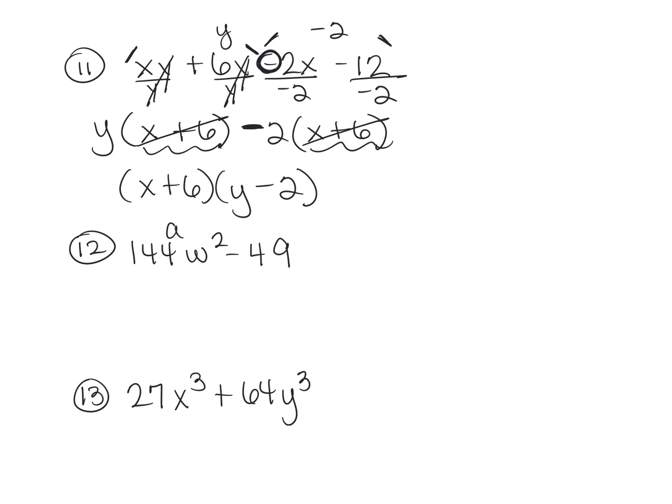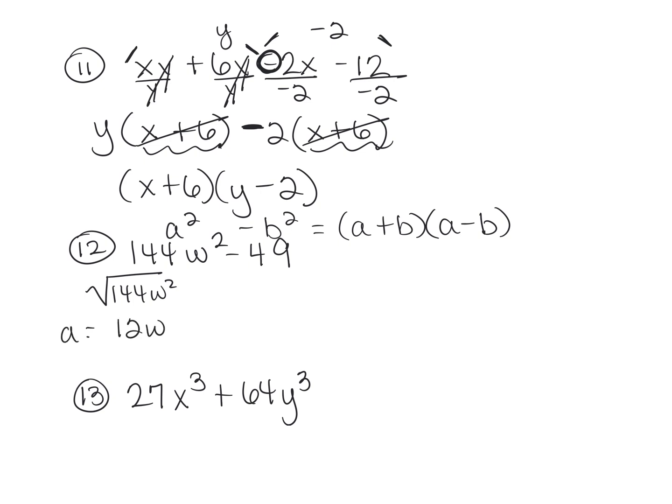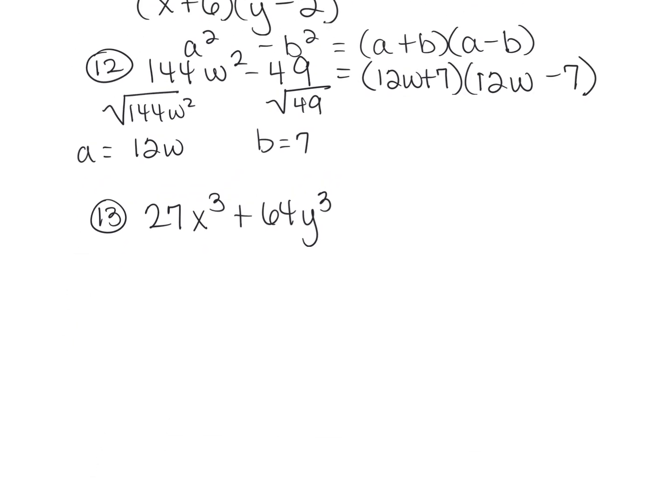For number 12, I have a squared minus b squared, and that's going to be equal to a plus b and a minus b. So what you do is take the square root of 144w squared, and that's going to give me 12w, so that's what my a is equal to. And then I take the square root of 49, and that's going to give me a b value of 7. So my factored form for this is going to be 12w plus 7, and the other is going to be 12w minus 7.